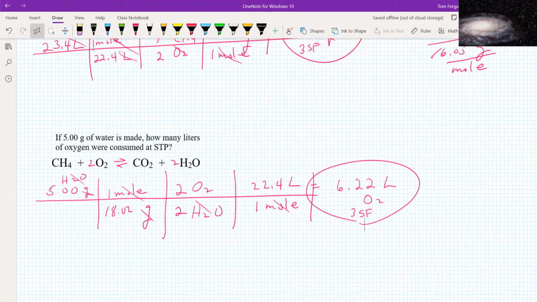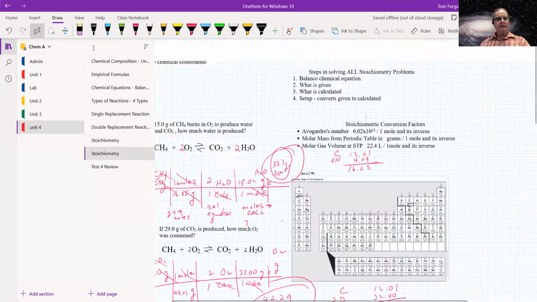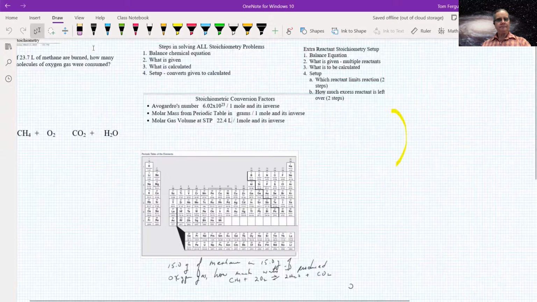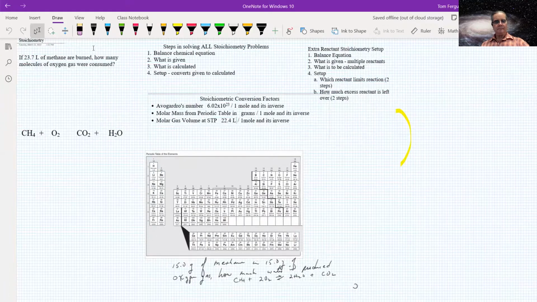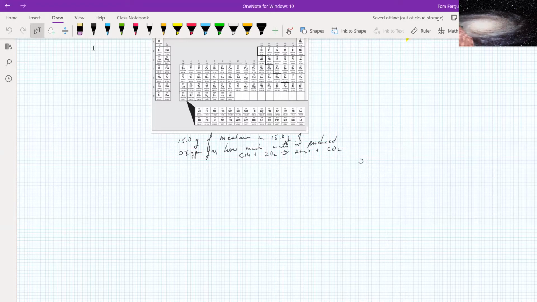All right. So let's get more complicated now here. Let's look at this problem here. This is the one I went over at the end of lecture last time. We have 15 grams of methane and 15 grams of oxygen gas. Okay, so that's 2 givens.